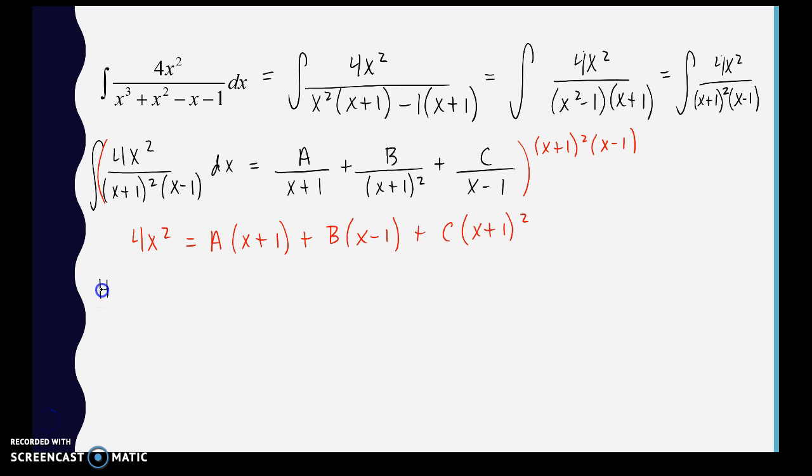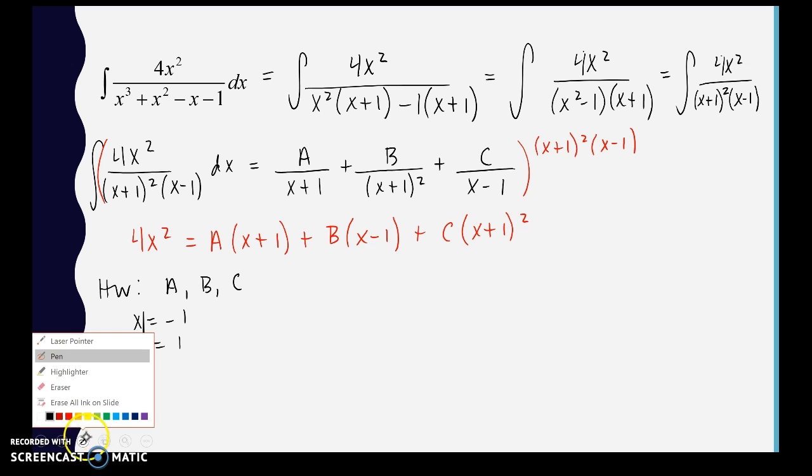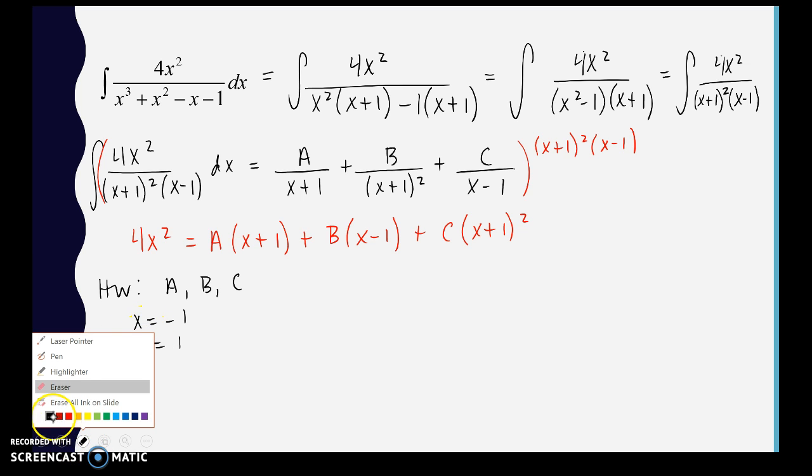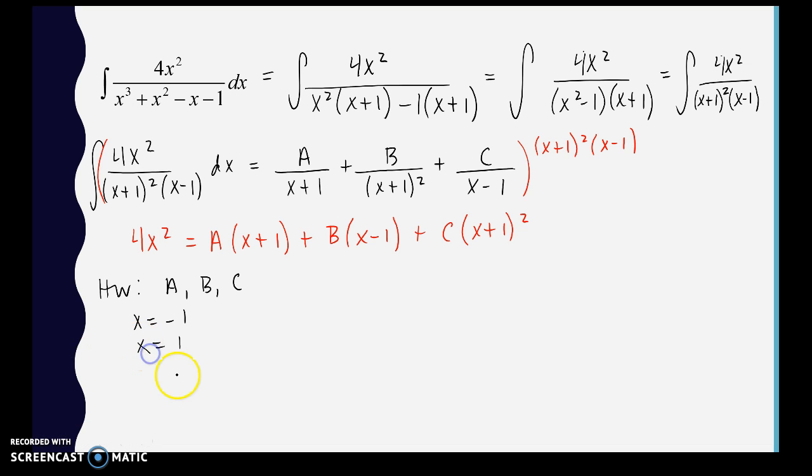All right, for homework, I want you to attempt to find the values of a, b, and c. Substitute x is equal to negative 1, x is equal to 1. And you can use any value of x. So the easiest one, x is equal to 0. That'll get you your third term.